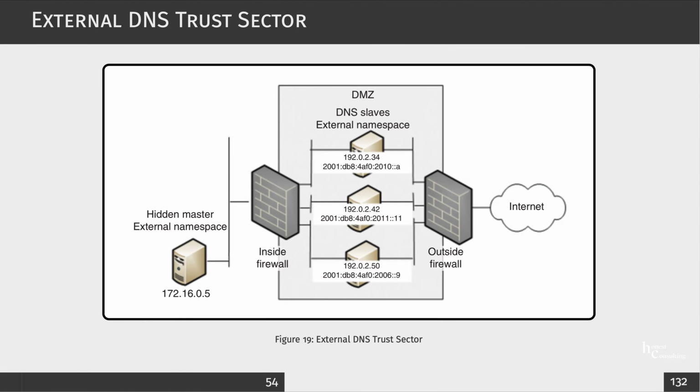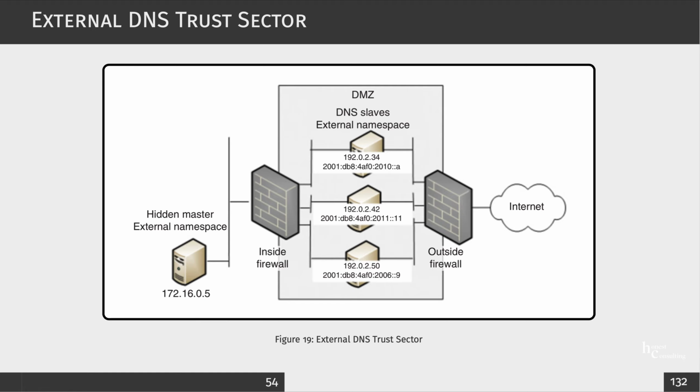The first trust sector we are going to cover is the external trust sector. So this is the infrastructure that everybody else on this planet is able to access, which is needed, for example, to access your websites, to send you an email, or to download an app that you are providing for your customers and stuff like that. So you are providing some kind of services for the rest of the world, and this is the DNS infrastructure that you need for this.